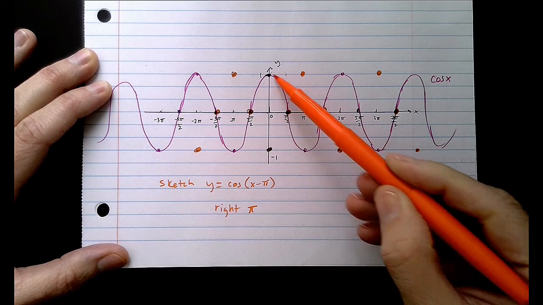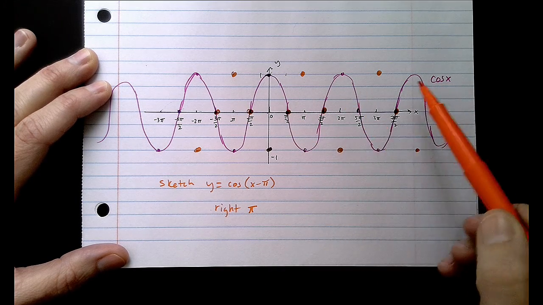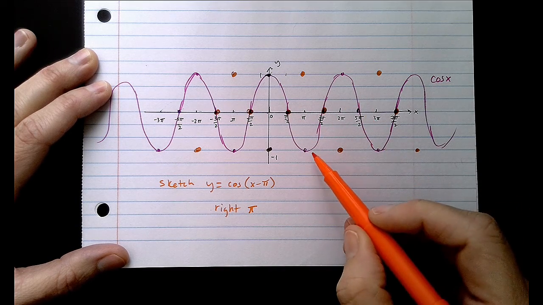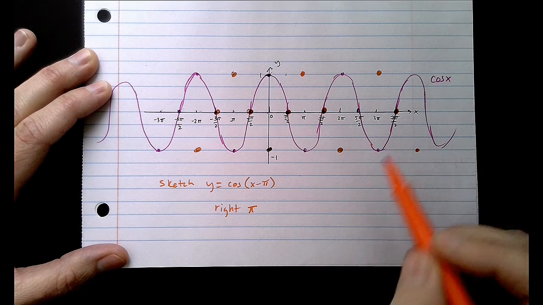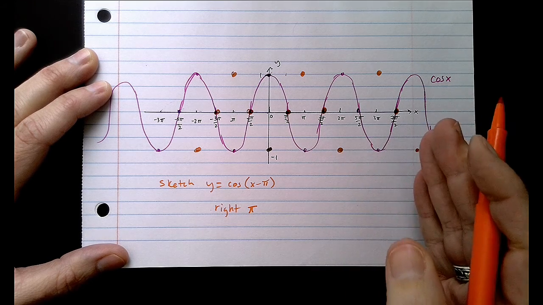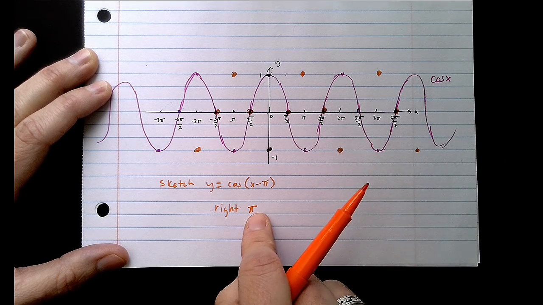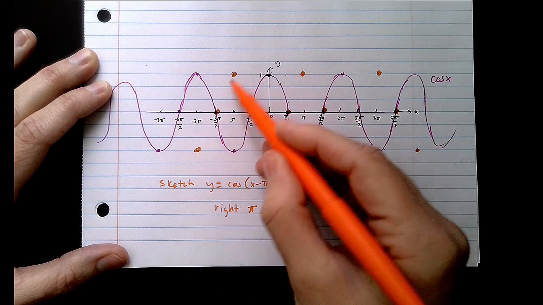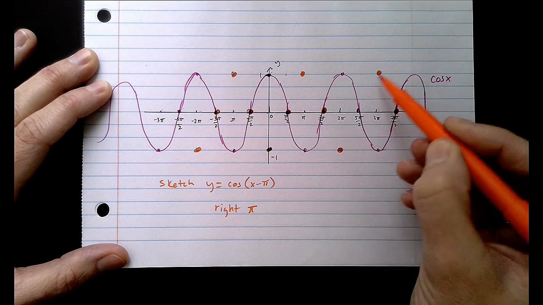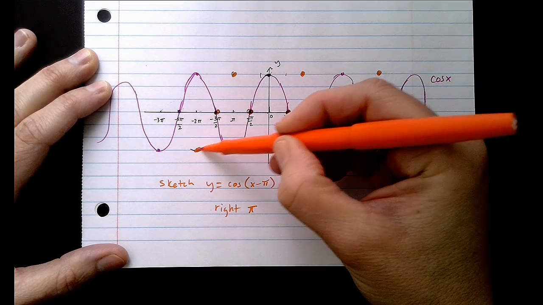So what I did is I just went along my given cosine wave and found a point, the next point in line, and I moved it 2 units to the right. But it was 2 pi over 2 units because I needed to move it a total of pi. I now have enough here to sketch my new function.